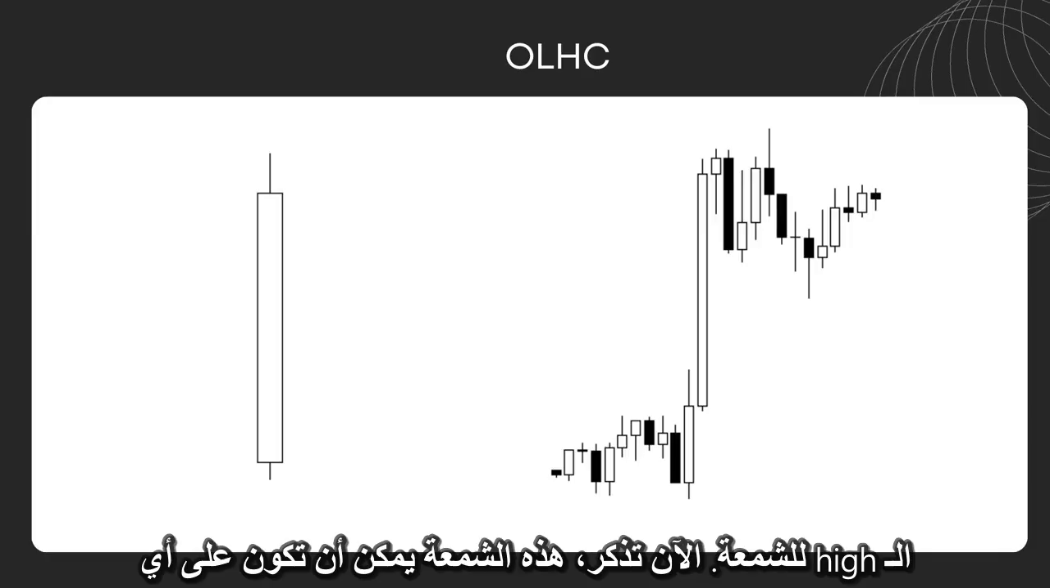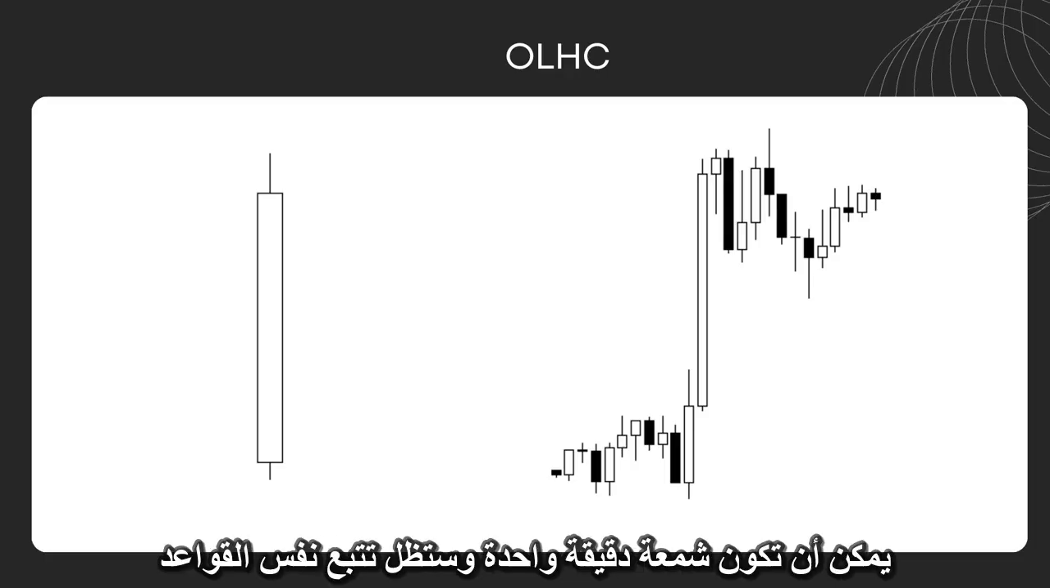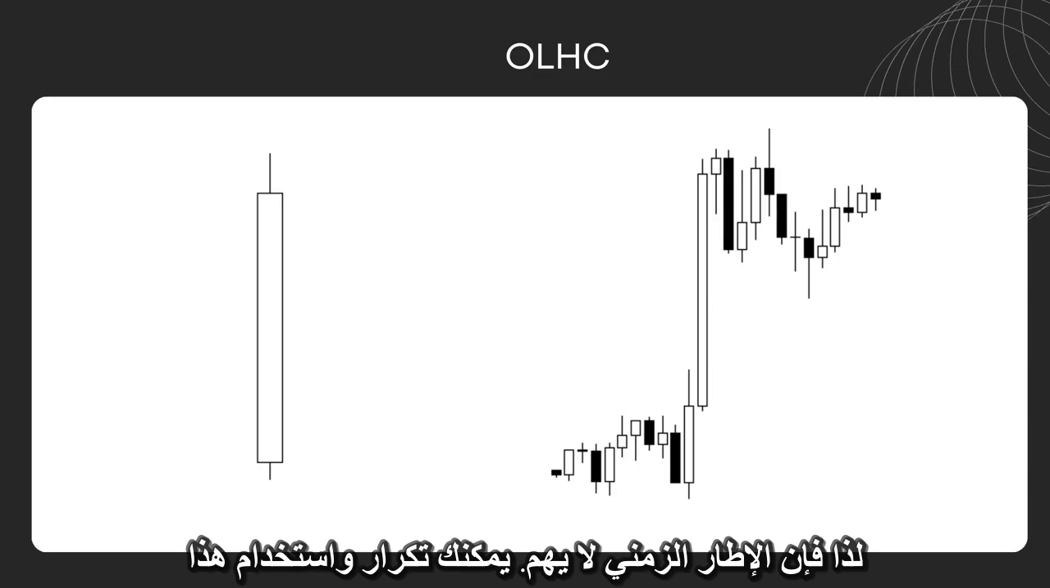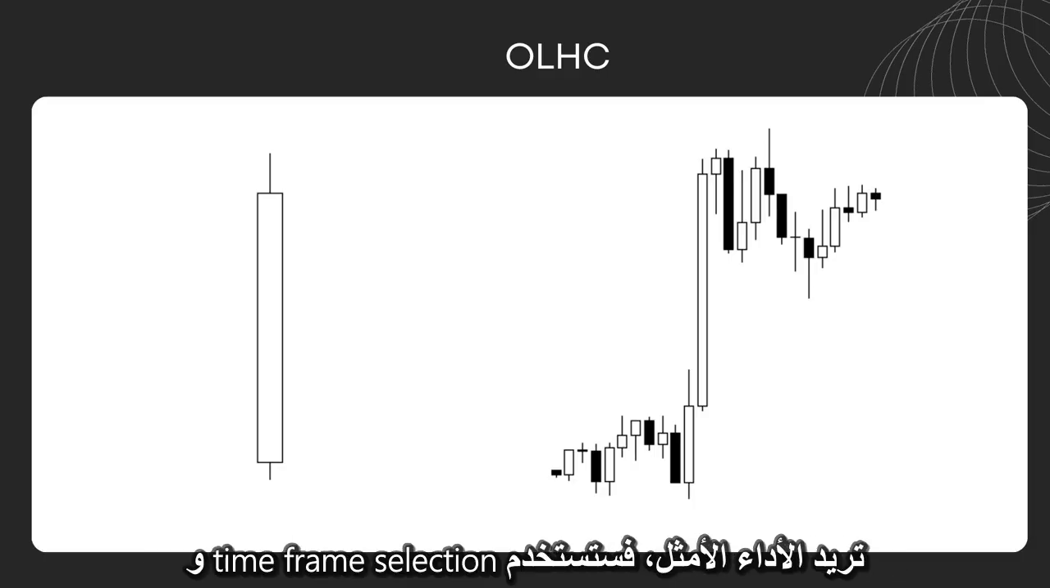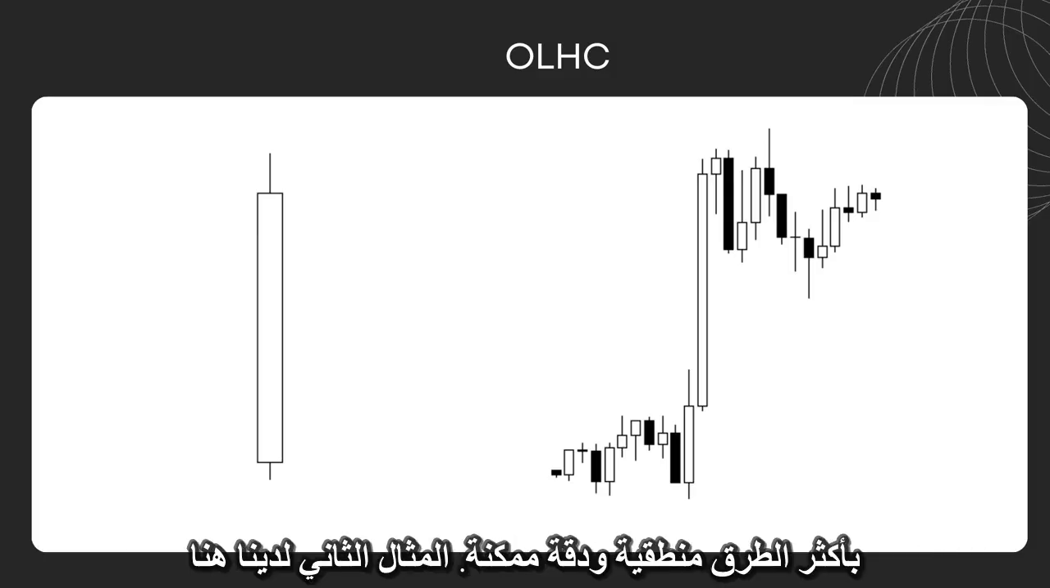Now remember, this candle could be on any single time frame, right? Literally it could be a 1 minute candle, and still it'll follow the same rules and it'll have the same sequences, because we know that these concepts are fractal, right? So the time frame doesn't matter. You could replicate and use this sequence for any candle or any time frame and any asset, right? But if you want optimal performance, then you're going to use time frame selection and time frame elements to determine your time frames and to use these concepts in the most logical and refined way possible.